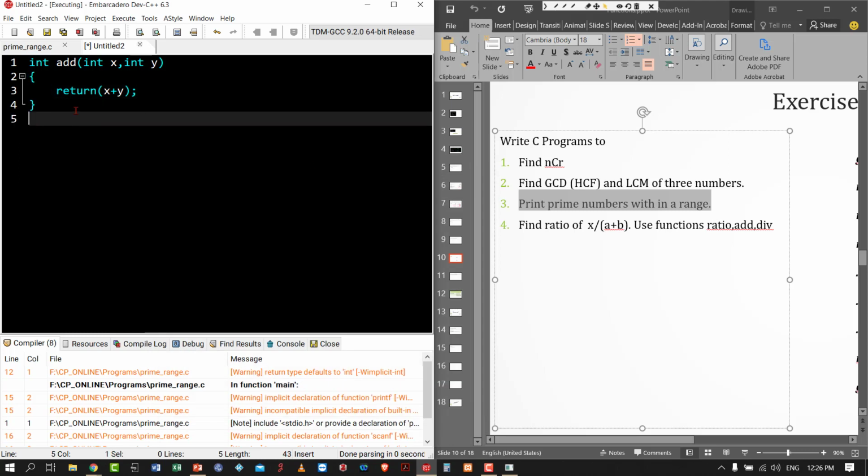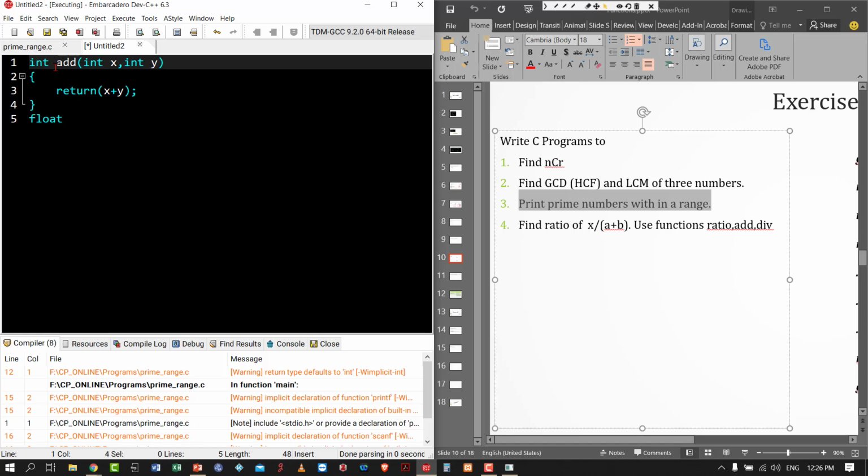Next I am writing division. Division, there is a chance of getting a floating point number. So I am writing it as float. So I am converting everything to float. There is no problem with that. Addition also I am writing float.